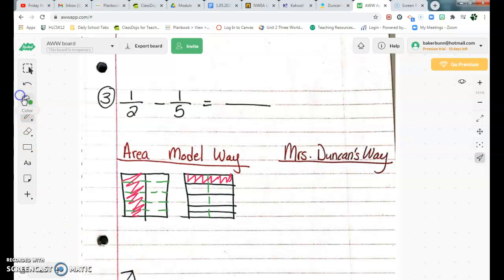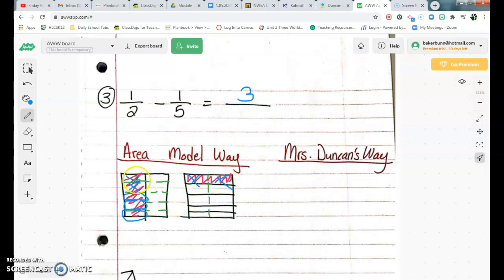Right, now I'm going to cross out the areas that they have in common. I have 1 area here. I have 1 area here. I have 1 more area here. And I have 1 more area here. So that leaves me with 1, 2, 3 areas that are not crossed out, that are left there. So that means that my numerator is 3.